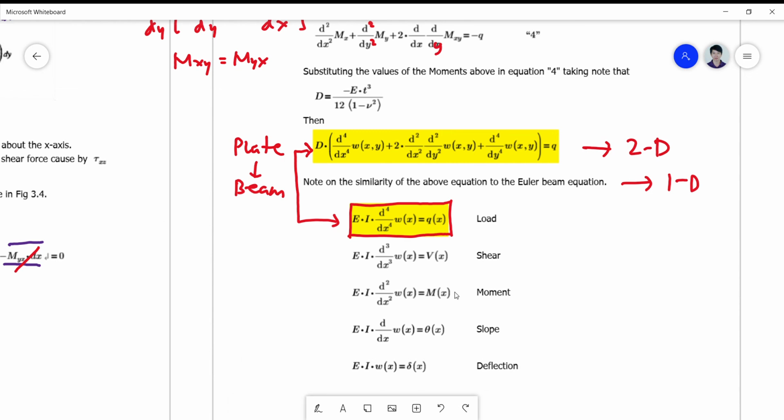And the rest here are simply the differential equation in terms of shear, moment, slope, and deflections in which we have studied in our mechanics of materials.